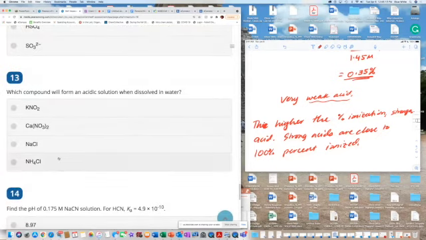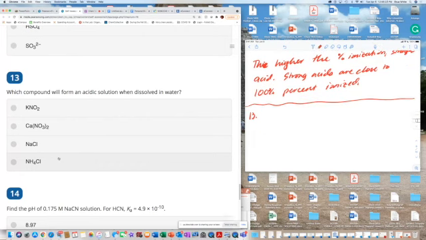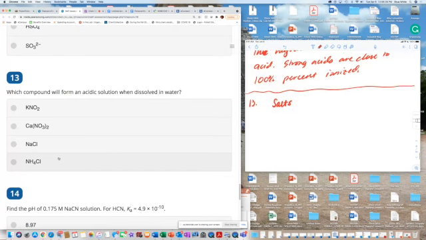Number 13. I want to do that one here. Number 13. So we're done with this. Number 13. Which compound forms an acidic solution when dissolved in water? Okay, so these are all, first of all, salts. How do I know salts? Salts are ionic compounds. If I can spell ionic compounds.